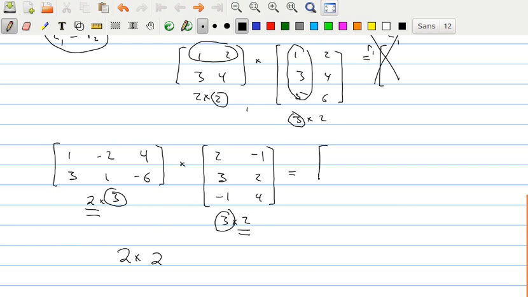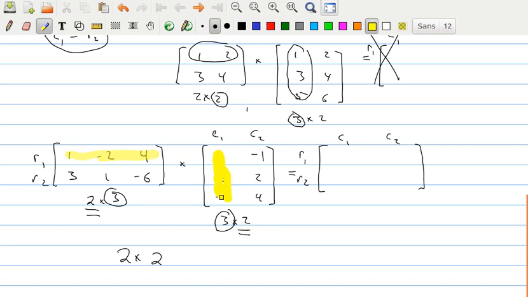Let's just go through and do that. So here's row 1, row 2, column 1, column 2. In order to get the row 1, column 1 entry, I take row 1 and I dot it with column 1. So what we've got here is 1 times 2, so that gives us 2. Plus negative 2 times 3 is negative 6. Plus 4 times negative 1 is negative 4. So that's giving us negative 8 when we multiply those two together.